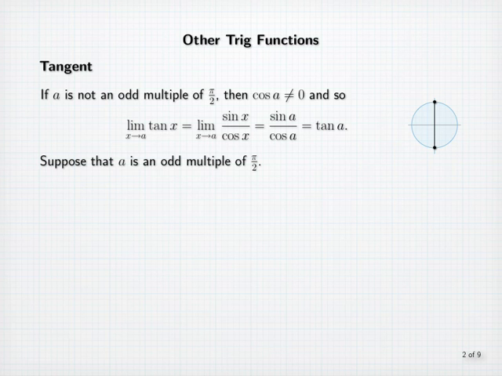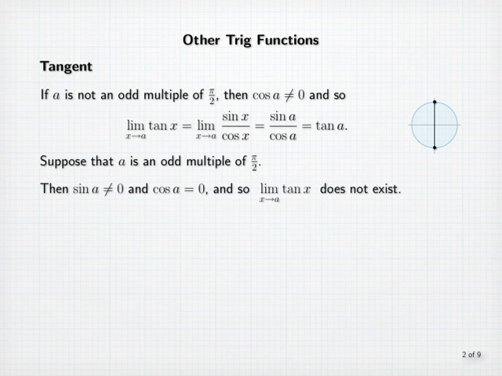Now, suppose that a is an odd multiple of pi over 2. Then sine of a is not 0, and cosine of a is 0, and so the limit as x approaches a of tangent of x does not exist. So let's have a look at one-sided limits.